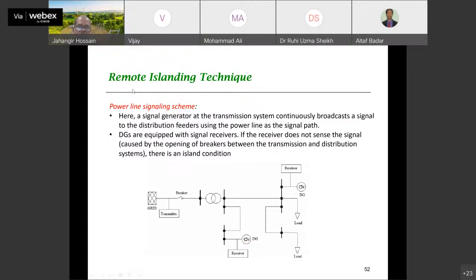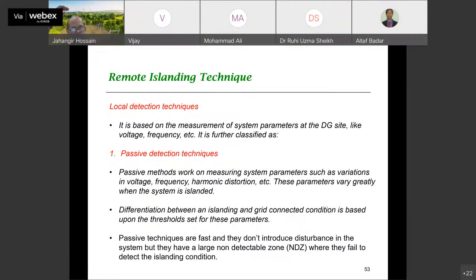Another technique you can use for remote islanding detection is the power line signaling scheme. Through the power line, we can also transmit signals with a limited bandwidth. Here you could have a transmitter, and then with all the DGs you could have a receiver. If the switch is on, you are continuously receiving the signal, but if it is off, you are not getting any signal at your receiver. That's how you can say whether it is isolated mode or grid connected mode. These are the remote techniques, based on transferring a communication signal from a remote location. But as I say, this is quite expensive.